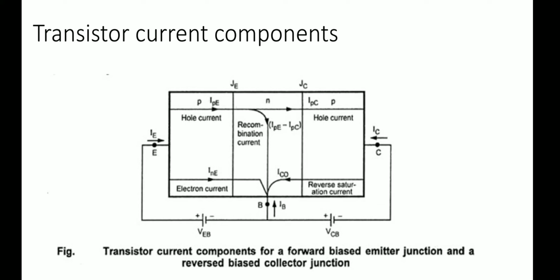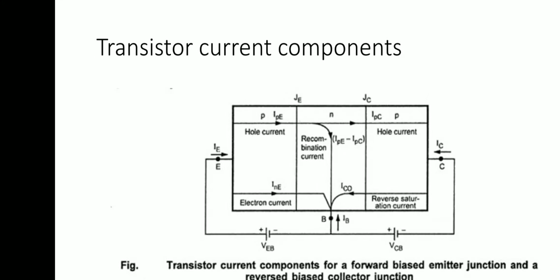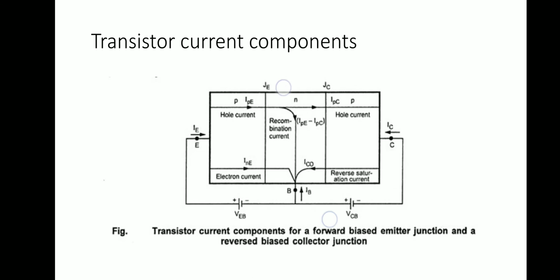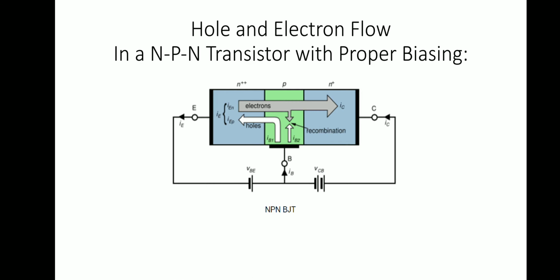So we can see IE is IPE plus INE, and IC is IE minus IB. IB consists of this recombination current as well as the thermally generated current due to electrons. So this is the transistor current component in a PNP transistor. Similarly, for an NPN transistor we can also define the electron and hole flow.